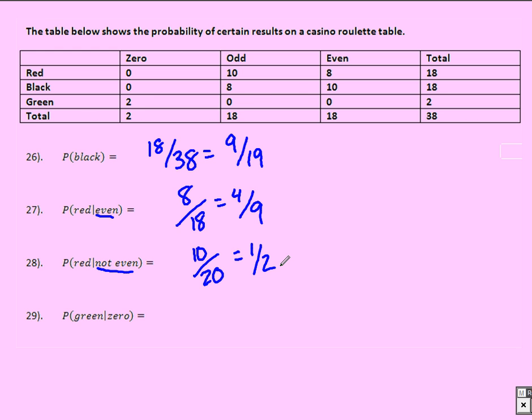And last one, probability that it's green, given that it's 0. Well, here's the zeros. Of the 2 zeros on the board, they're both green. So that's 2 out of 2, which is just a probability of 1. If I tell you it's a 0, I guarantee it will be green in color.